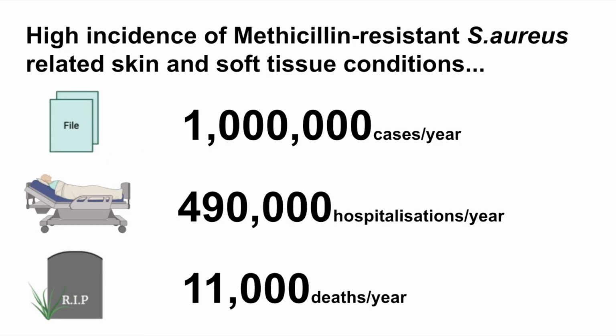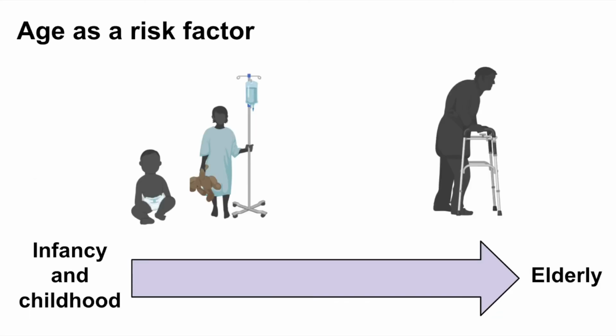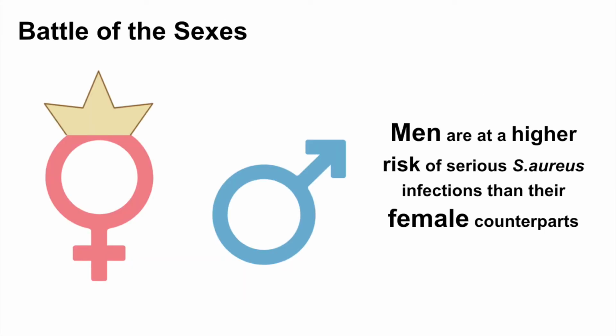High case numbers of S. aureus infections, accompanied by high death rates in some countries, such as the US, continue to be recorded annually despite growing awareness and treatments. Although S. aureus infections can occur in anyone, a higher disease burden is observed in people on either end of the age spectrum, leaving the young and the elderly especially vulnerable to serious infection, whilst males lose out in the battle of the sexes, being found to be at an increased risk in comparison to their female counterparts.